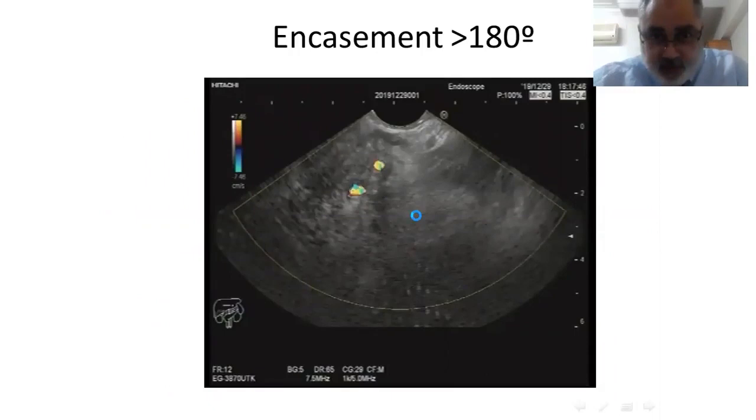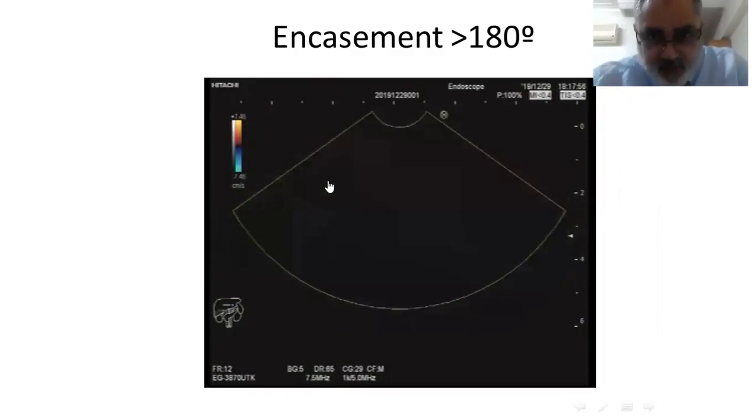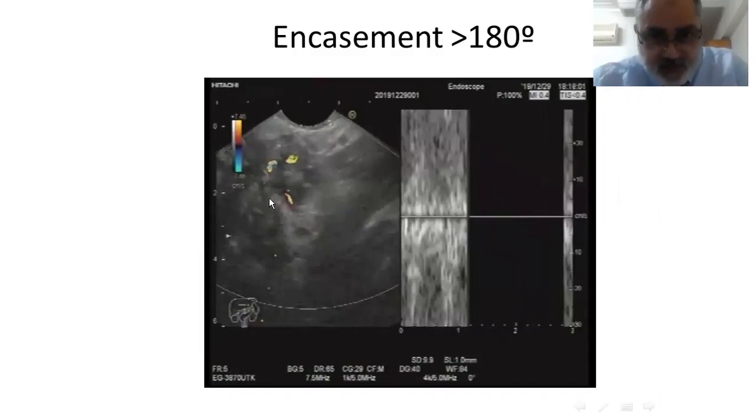This video showing encasement of the vessel involving more than 180 degrees or even the whole circumference of the vessel. This is the celiac axis. And here this is the mass, and the mass is involving the whole circumference of the vessel. Here this is the mass, and here this is the vessel. So there is total encasement of the vessel by the surrounding mass.